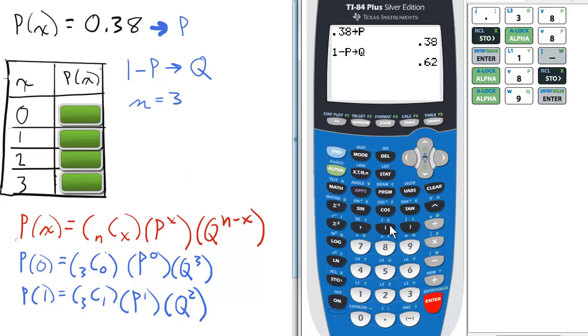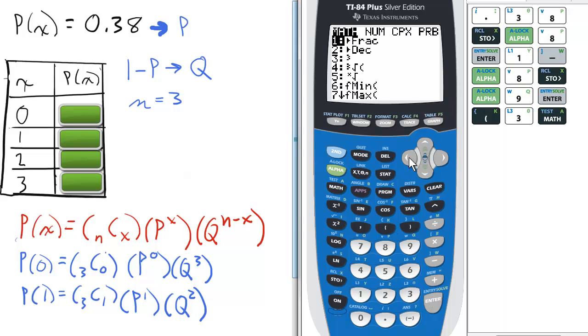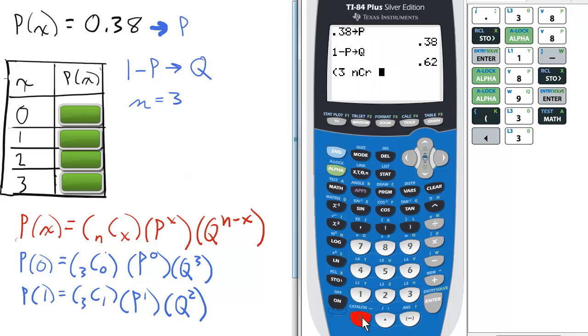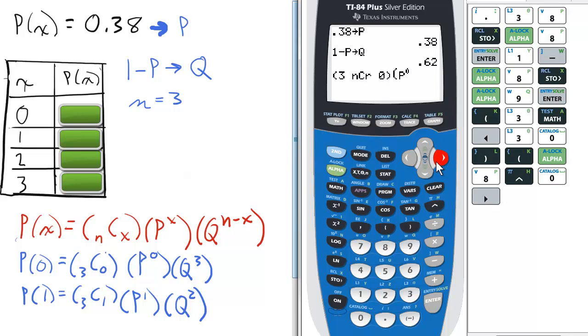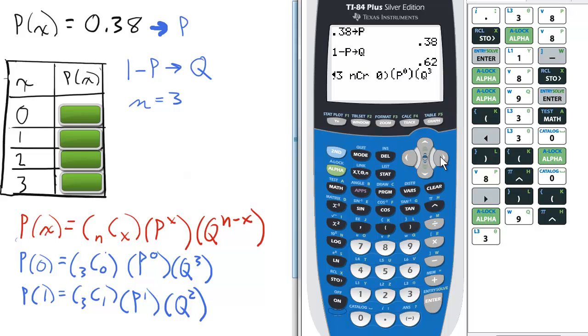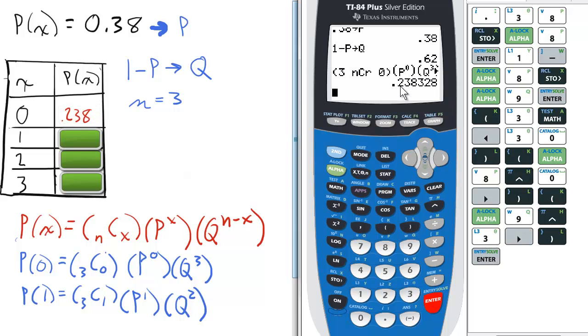Okay, on to calculate P of 0, open parentheses, 3, math, go to the probability menu, and then select option 3 for nCr, and press 0, close parentheses, open parentheses, alpha p raised to the 0, scroll over, close parentheses, open parentheses, alpha q raised to the 3, scroll over, close parentheses, enter. Cool, so to 3 decimal places, that's 0.238 right here. Probability of 0 girls, 0.238.